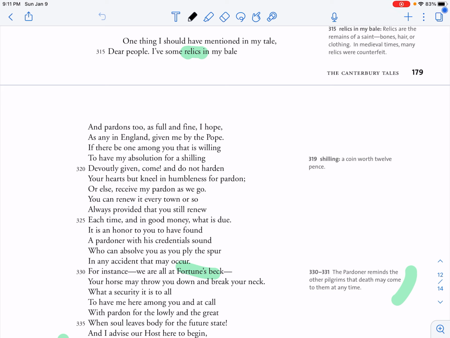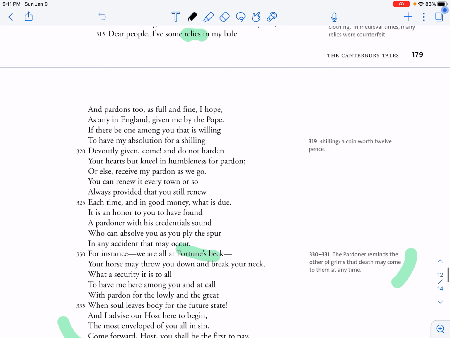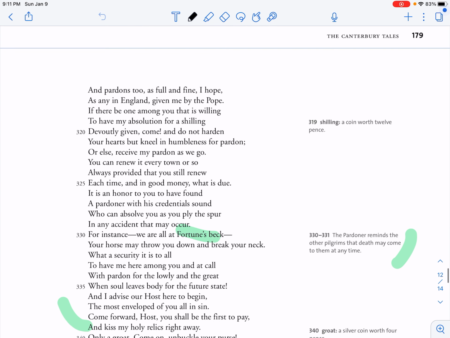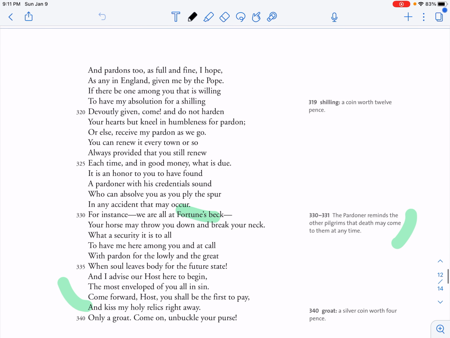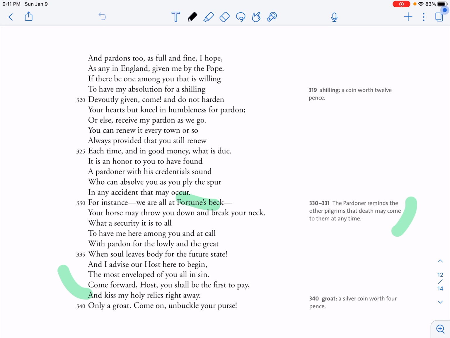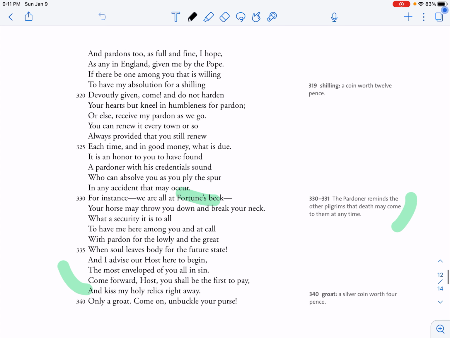And they get annoyed. Now, he also says this: one thing I should have mentioned in my tale, dear people, I've some relics in my bag, and pardons too, as full and fine, I hope, as any in England, given me by the Pope. If there be one among you that is willing to have my absolution for a shilling, devoutly given, come, and do not harden your hearts, but kneel in humbleness for pardon, or else receive my pardon as we go.